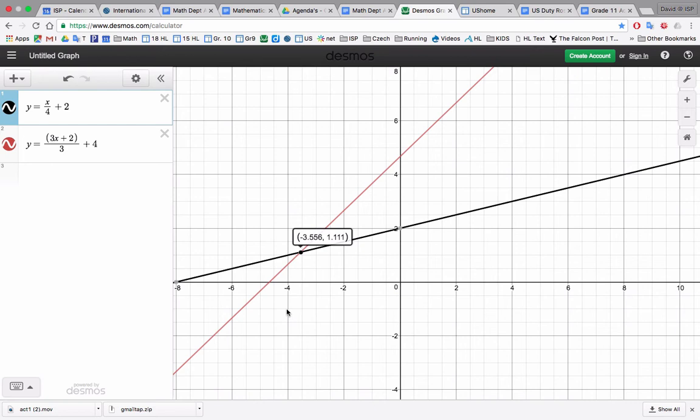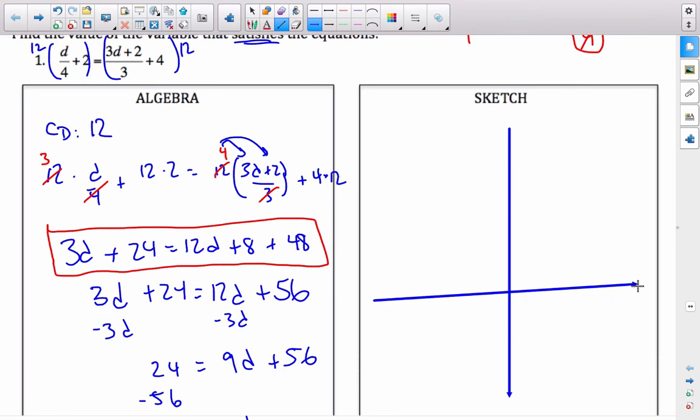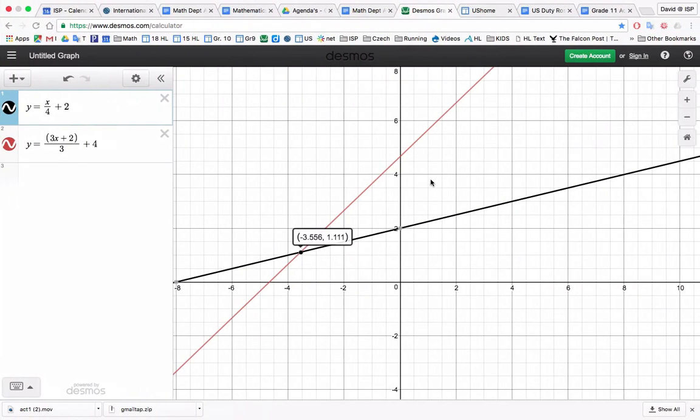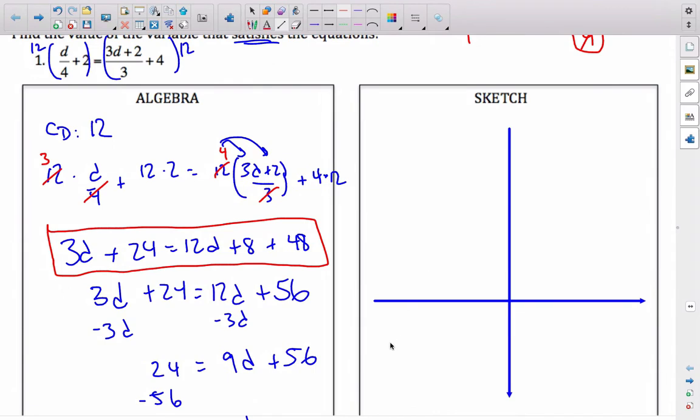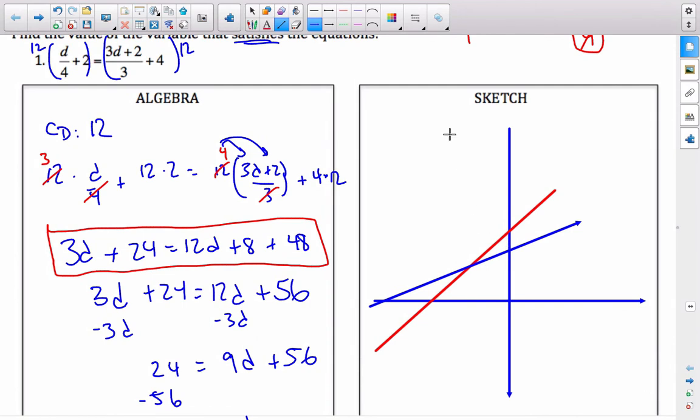There's our answer there. Okay, and so I'm going to take a quick shot of that, make a sketch quickly. Put on my axis here. I know my lines look kind of like this, and the other one looks more stretched out. Intersections there. That seems reasonable.